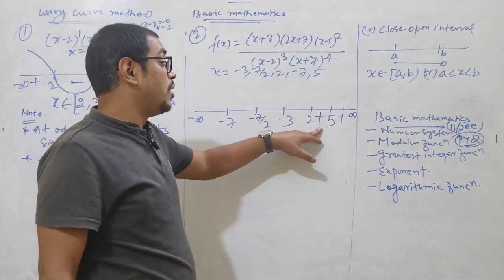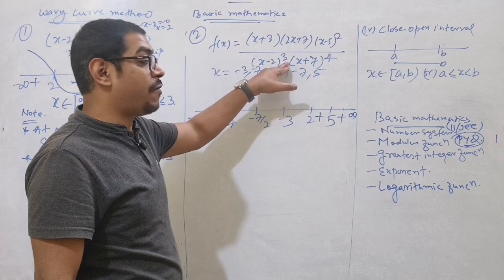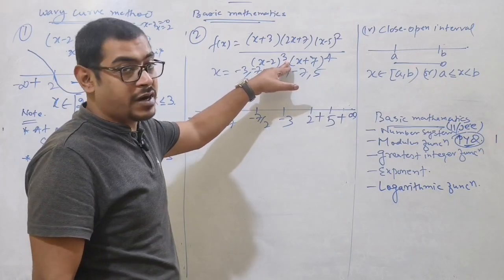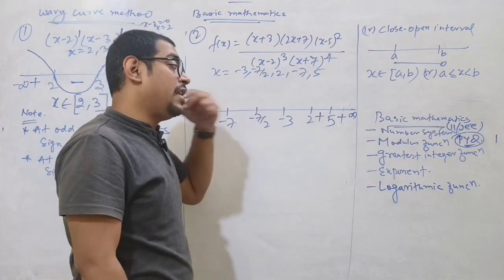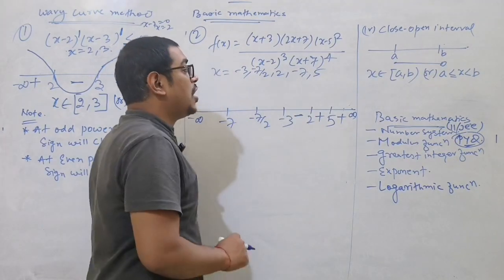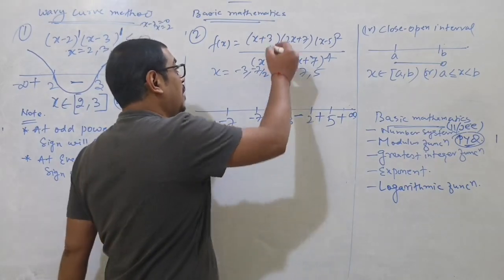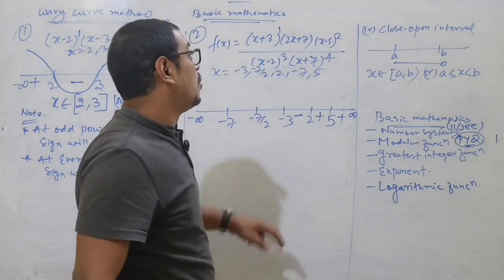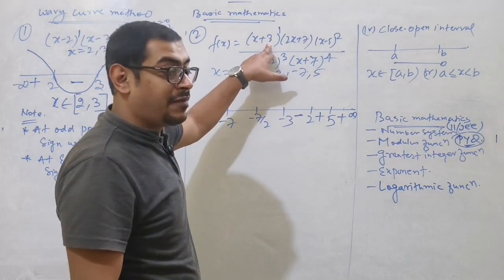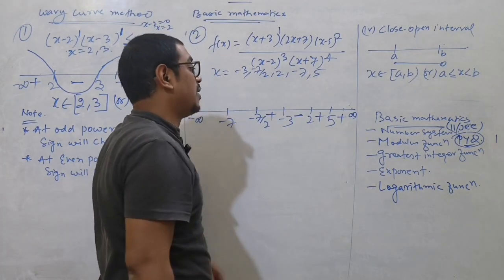So positive. 2 comes from here. What is the power? The power is odd. 3 is an odd number, so the sign will change. So plus changes into minus. Now minus 3 comes from here. What is the power? The power is odd. If the power is odd, then the sign will change. So minus changes into plus.